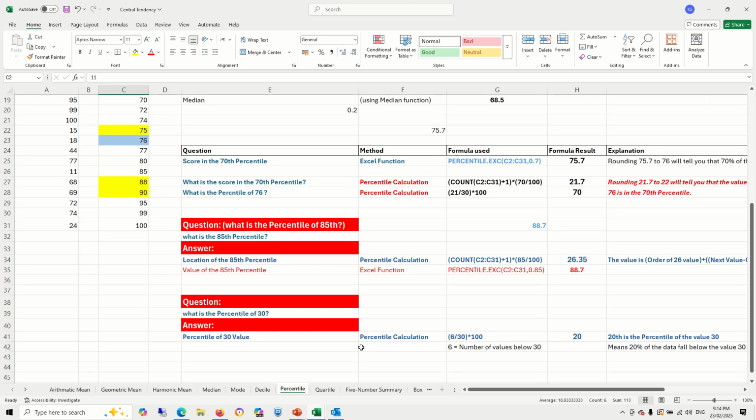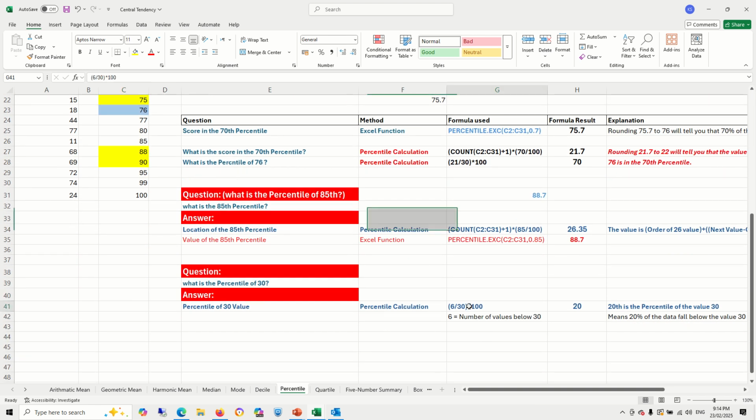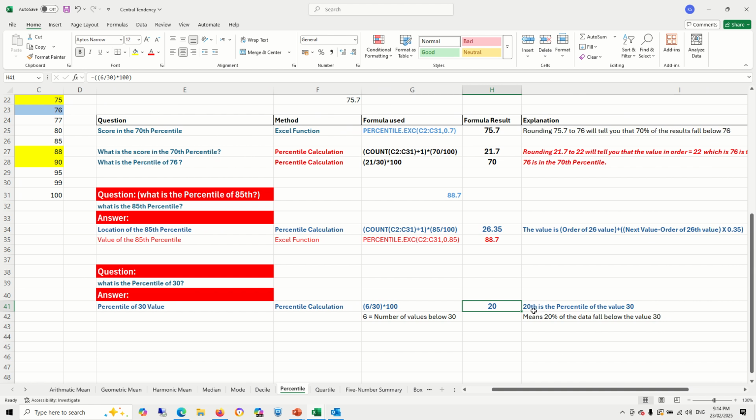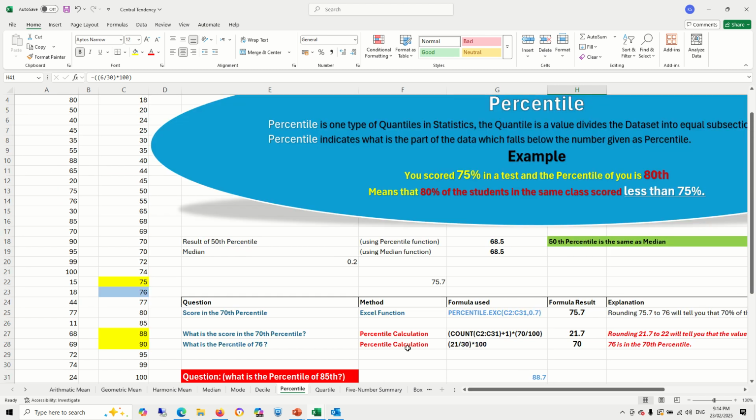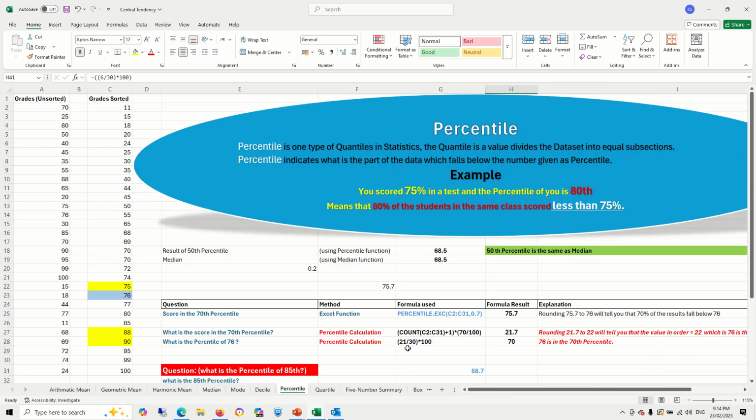So, applying the formula will be 6 divided by 30 multiplied by 100, it will equal 20. That means simply that 20th is the percentile of the value 30. That means, in other words, that 20% of the data falls below the value 30. So I hope that you got better understanding for the percentile.